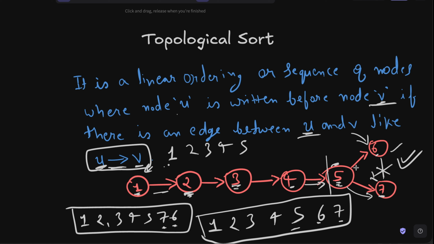And then we have 5 as the u, and we have 2 v's. One is this and one is this. So we can write 6 here and then 7, or we can write 7 and then 6. It is completely our choice. So this is also a way for you to figure out the topological sorting.